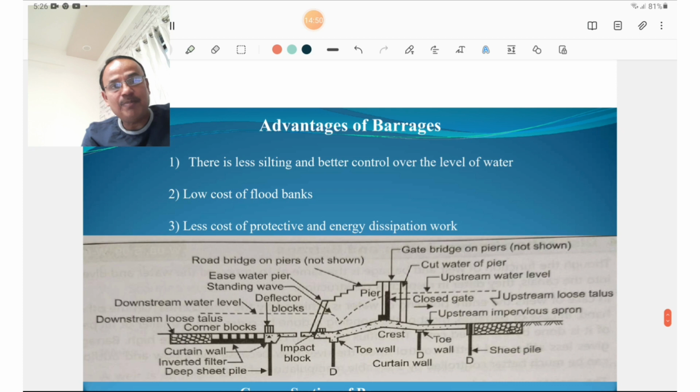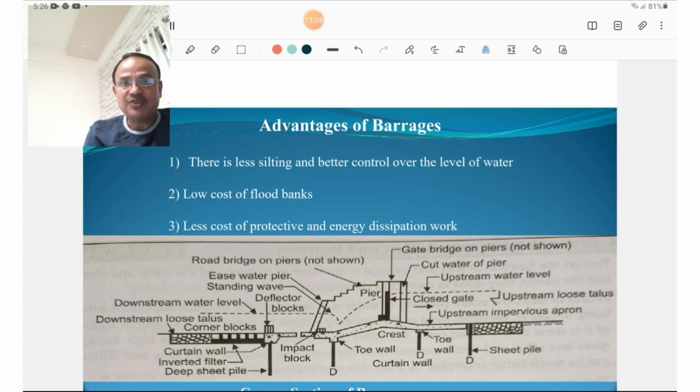The advantages of barrages. What are the advantages of barrages? There is less silting and better control over the level of water. Because of gates, there is a better control. We can control the level of water on the upstream side and downstream side, and remove the excess water or flood water from the upstream side to the downstream side.